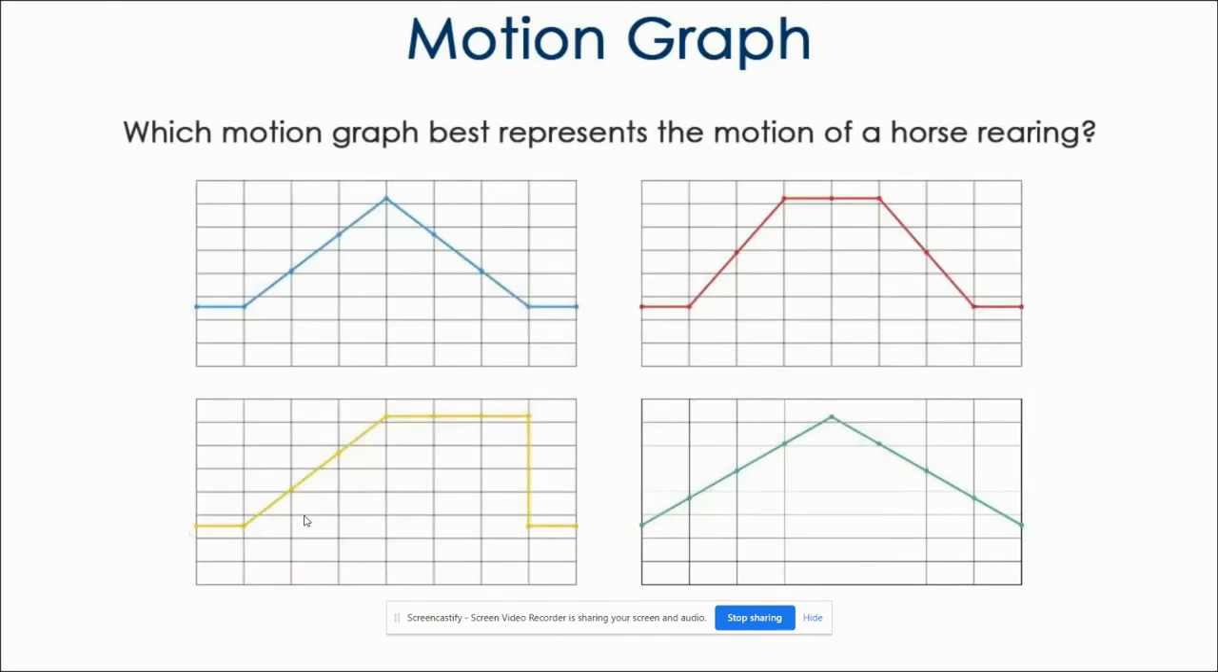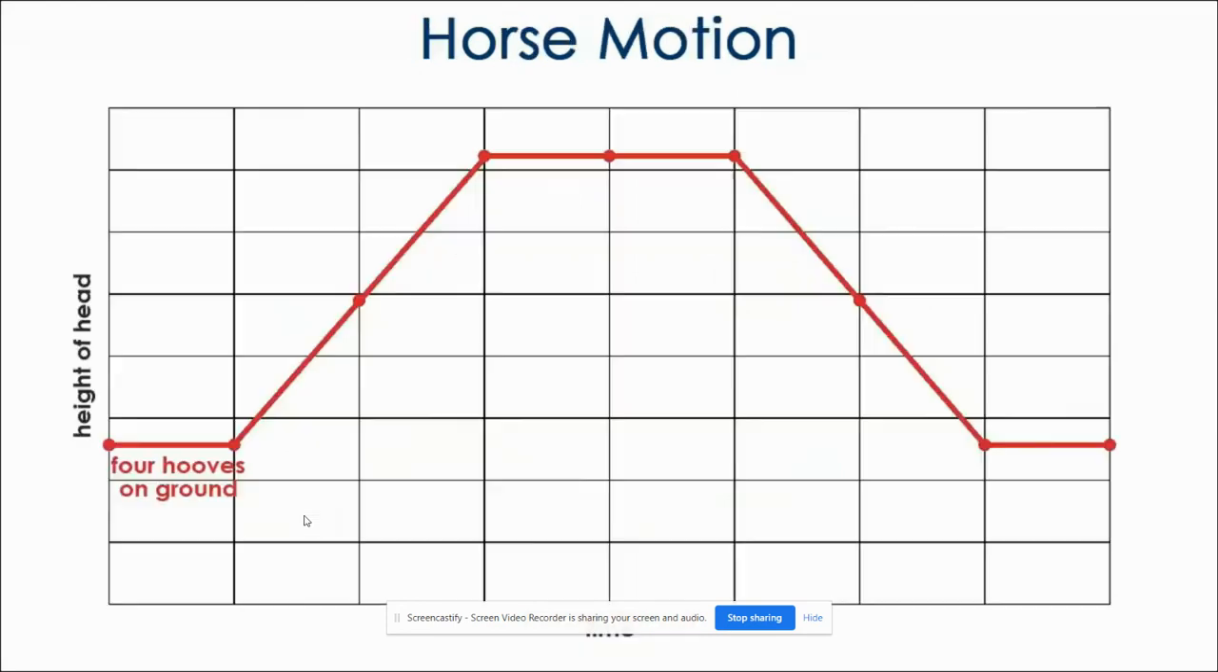Which of these motion graphs do you think might be used to best represent the motion of the horse's head and chest? Perhaps the red motion graph better represents the motion of the horse's head and chest. It indicates that the horse moved up, then remained at the top of its motion for a time, and then fell back down to the ground.